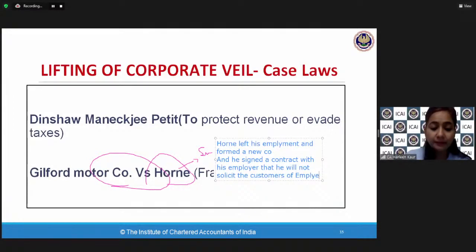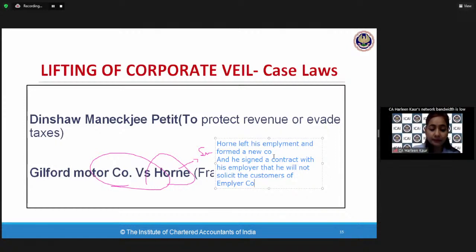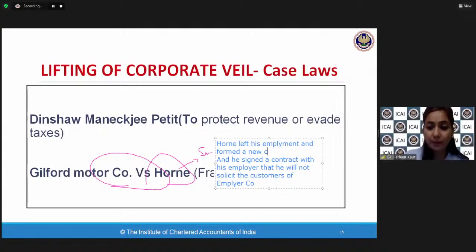What happened? He was employed with a certain company, and when he left his employment and formed a new company, what was the name of the new company? Guilford Motor Company. So when he formed this new company, he said that I will not be soliciting, means I will not be attracting the customers of my employer company. But what he did, after forming this Guilford Motor Company, he started soliciting the customers.